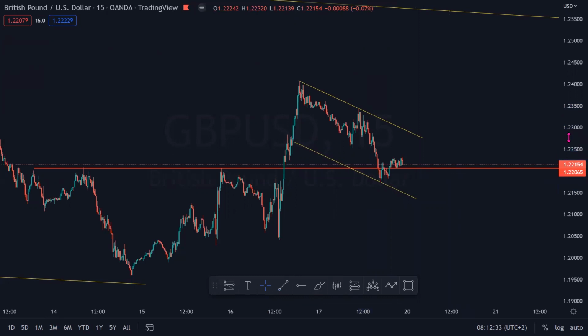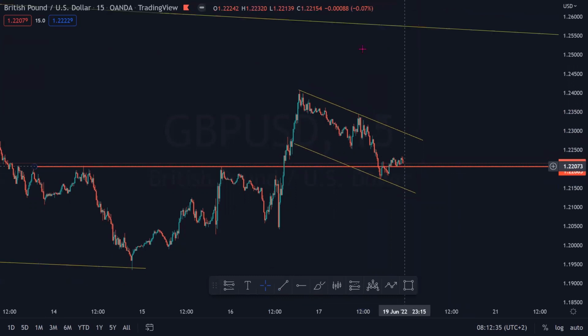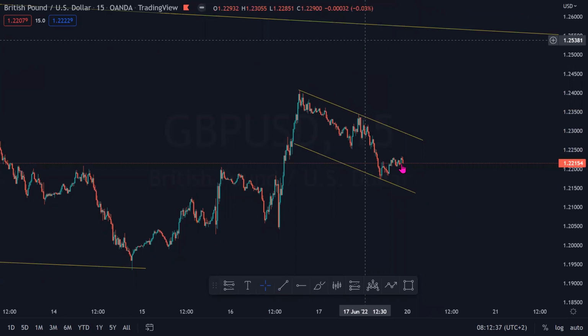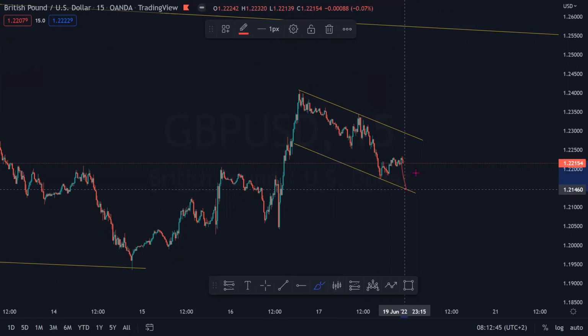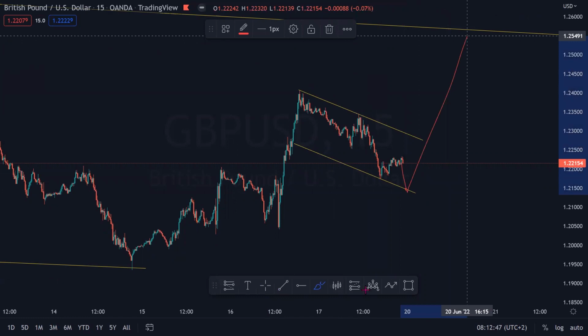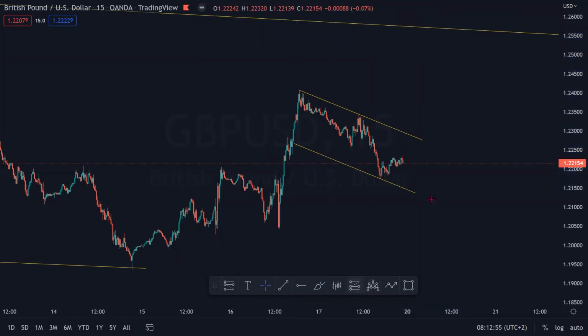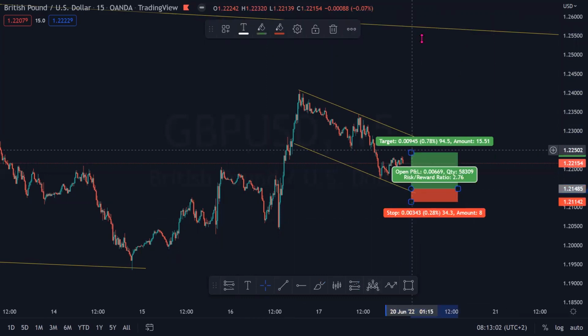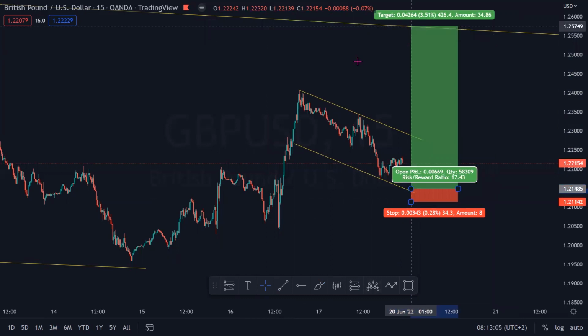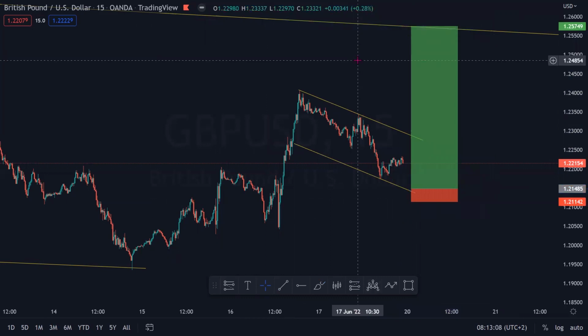The market might not respect our neckline. Maybe it might push to the downside. It will push here before it starts shooting up. So for GBPUSD, we have to wait for something like this. Yeah, now I'm done.